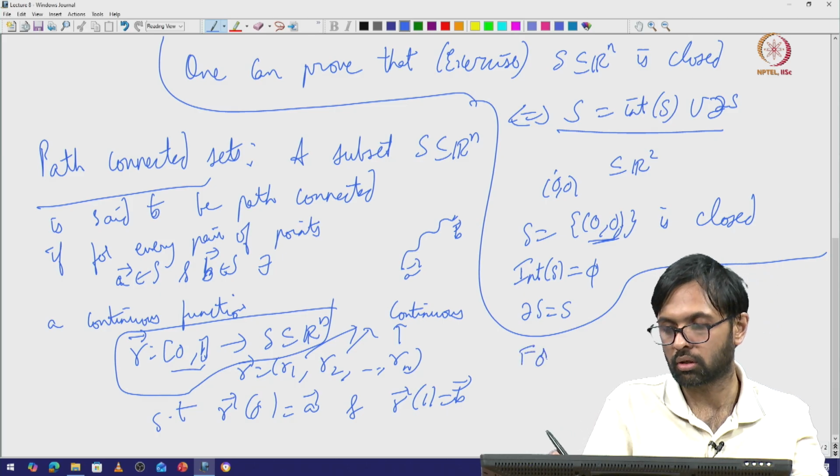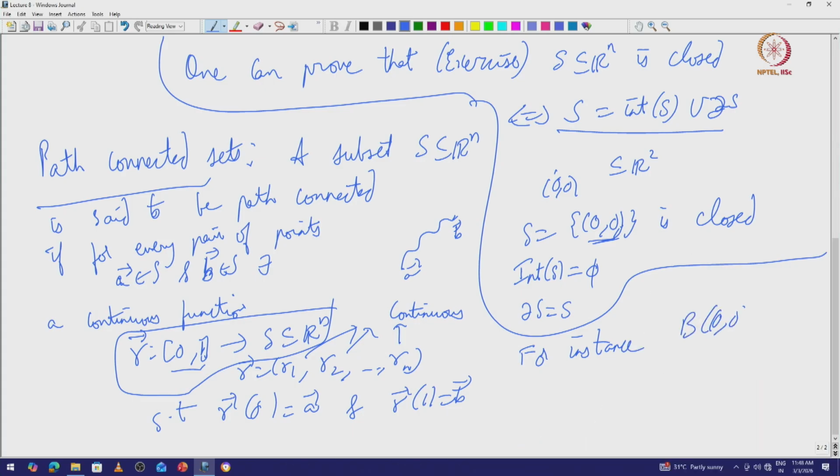For instance, this ball is path connected, sorry. Why is it path connected? If you take any two points within the ball, if you take a straight line joining them, that straight line will lie entirely within the ball. Again, I urge you to prove this rigorously. Write the equation of the straight line joining the two points and prove that indeed every point on the straight line does lie within the ball.